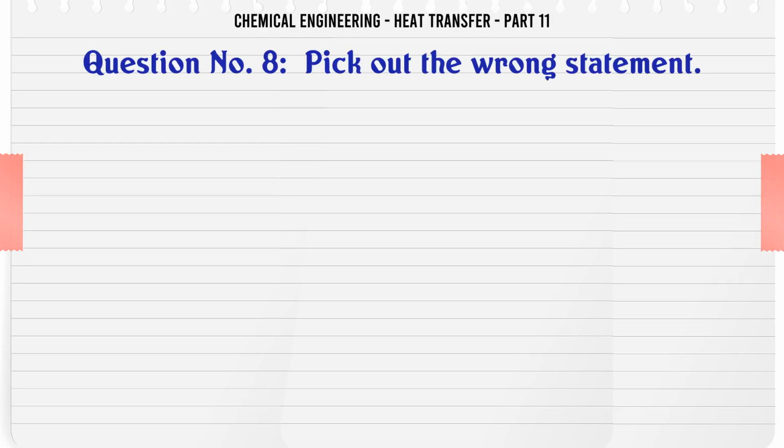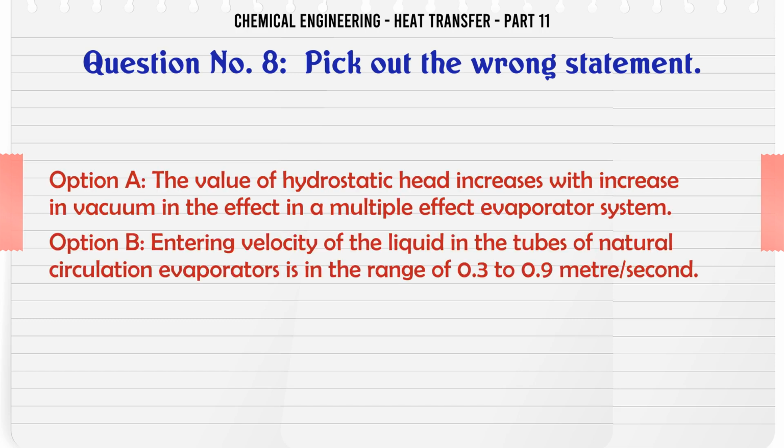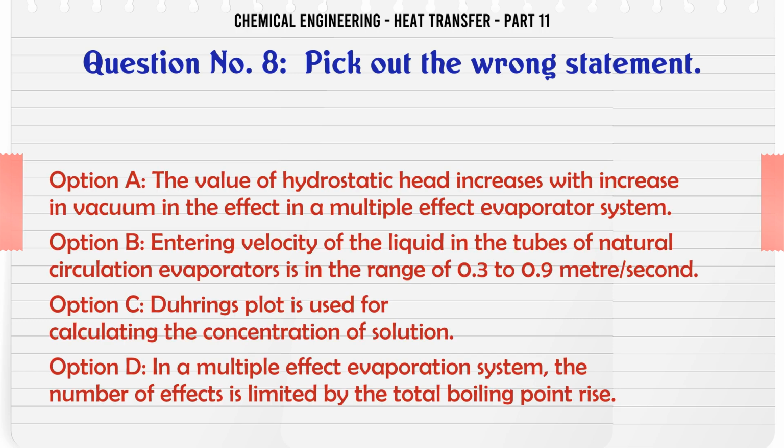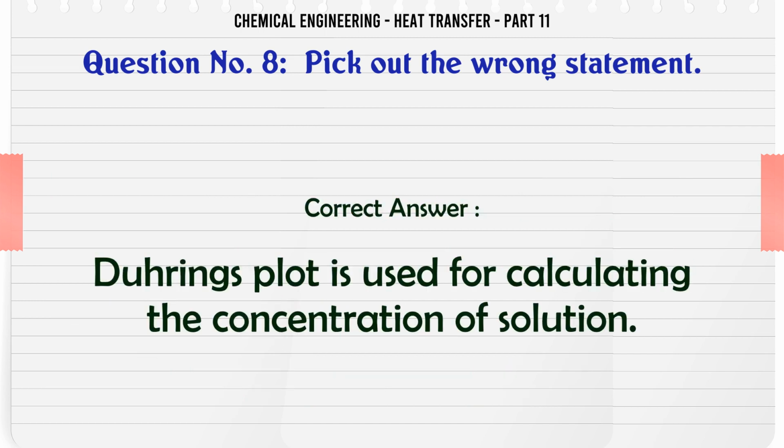Pick out the wrong statement. A. The value of hydrostatic head increases with increase in vacuum in the effect in a multiple effect evaporator system. B. Entering velocity of the liquid in the tubes of natural circulation evaporators is in the range of 0.3 to 0.9 meters per second. C. Duhring's plot is used for calculating the concentration of solution. D. In a multiple effect evaporation system, the number of effects is limited by the total boiling point rise. The correct answer is Duhring's plot is used for calculating the concentration of solution.